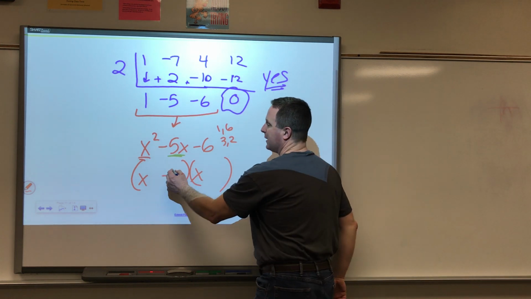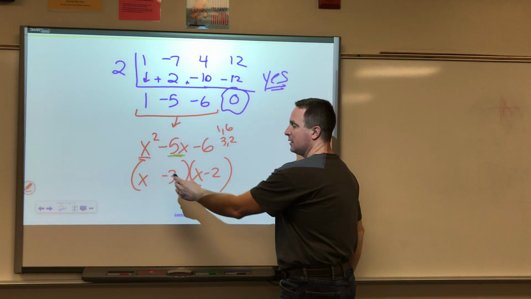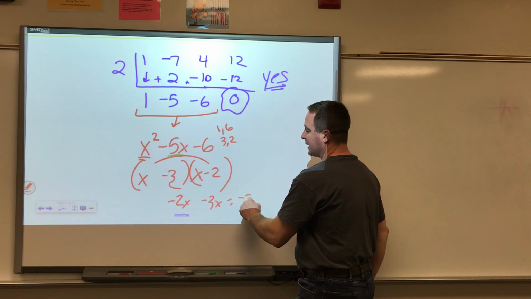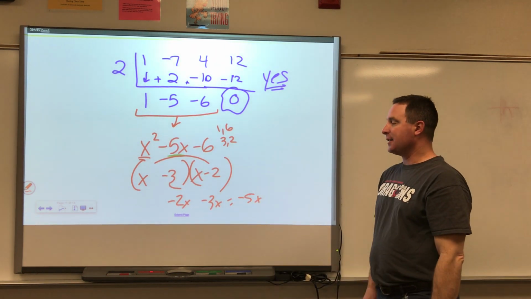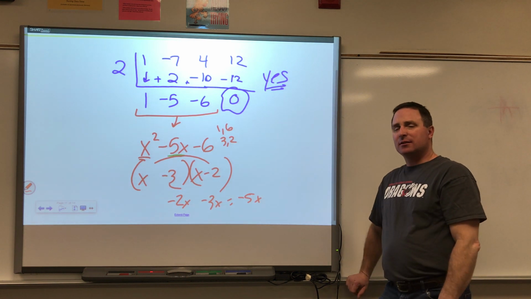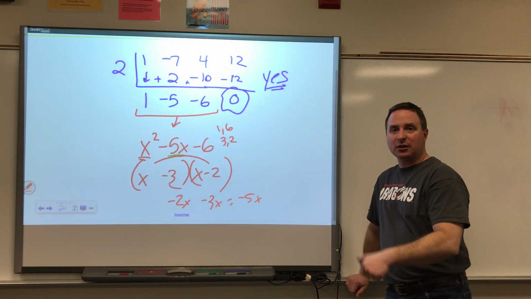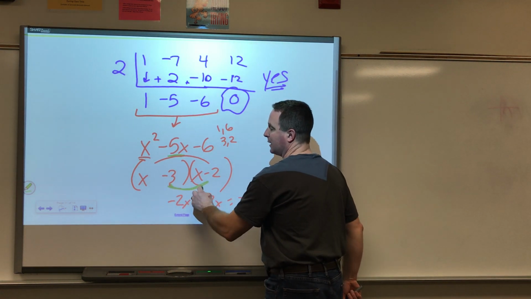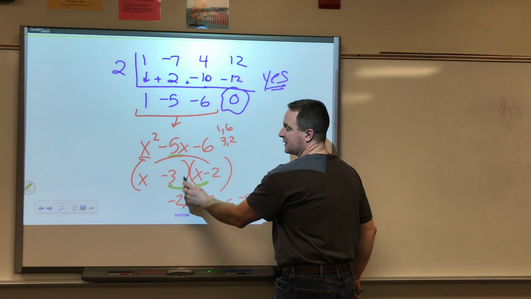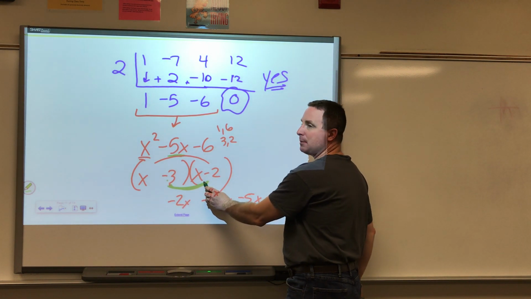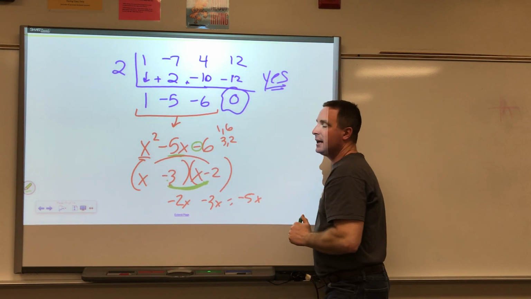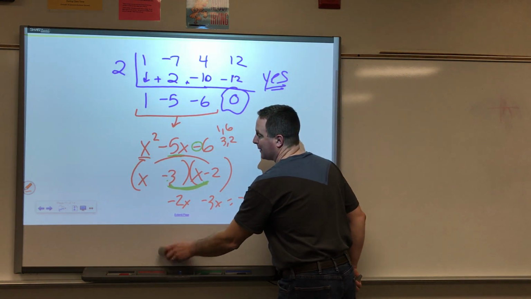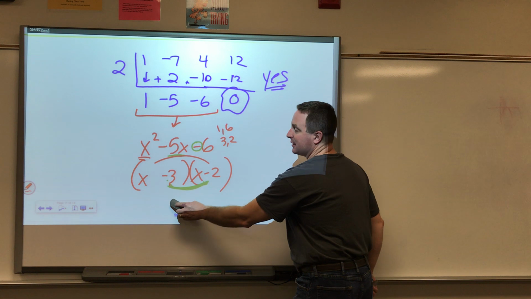What if I did -3 and -2? That gives me -2x. -3x is -5x. But I'm going to tell you that one's not right. And you think, why is that not right? It sure looked like it worked. Well, watch what happens if I continue foiling the last ones. What kind of a 6 does that give us? -3 times -2 is +6. And it has to be -6. So it looked like it worked right off the bat, but unfortunately, it did not.